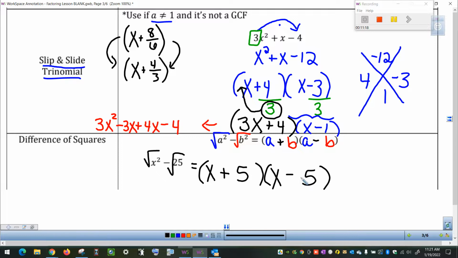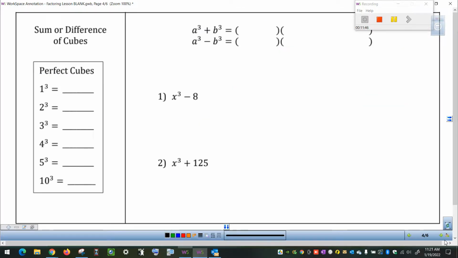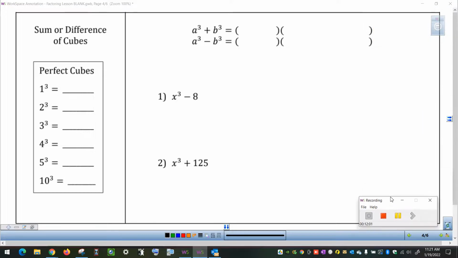All right, so those were our four methods that should have looked familiar to you from first semester. We are going to move into some new methods. So we just talked about difference of squares. The next method that we are going to look at involves the sum or difference of cubes, meaning values that are raised to the third power.